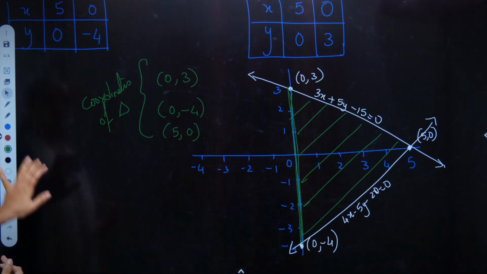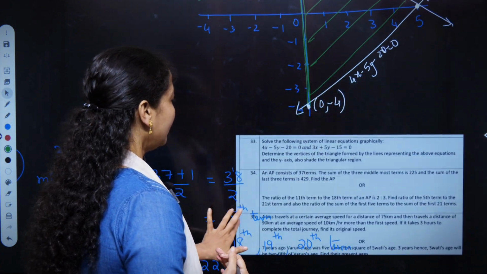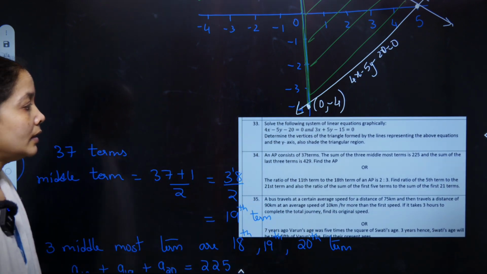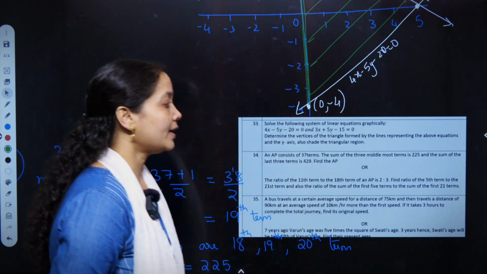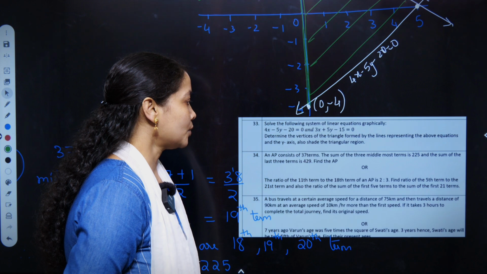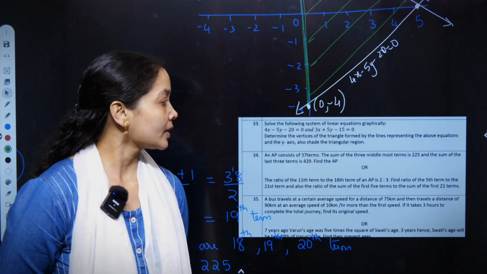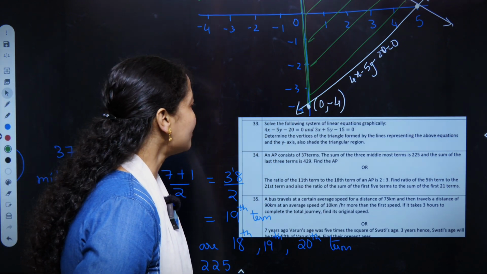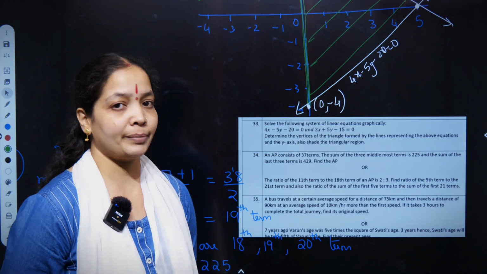Alright. So moving on to the next question here. Next question is a beautiful question. In the next part, that is the 34th question, which is allotted 4 marks again, and we have an option here. The first part of the 34th question is telling me an AP consists of 37 terms. The sum of 3 middlemost terms is 225 and the sum of 3 last terms is 429. I have to find the AP.